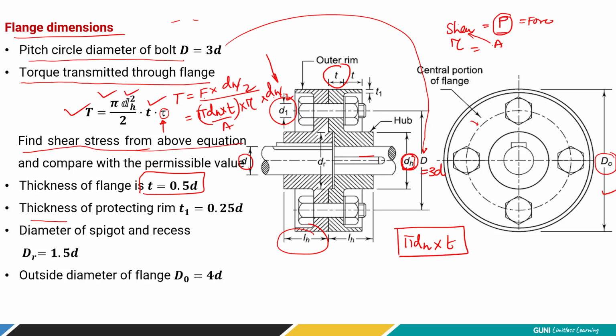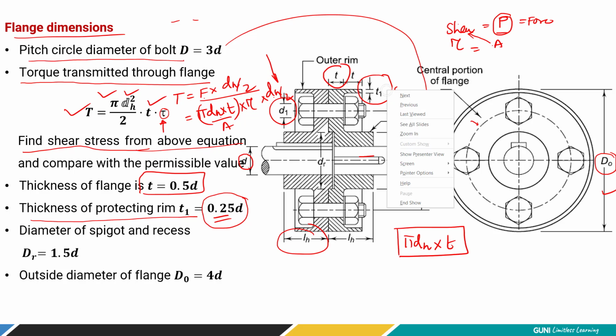Now, the thickness of the protecting rim. This is the protecting rim. It is taken as 25% of shaft diameter, right? So it is taken in terms of shaft diameter. We are not going to verify that value because it's a relation and it is not taking part. It is not subjected to any loading. It is not covered by any design equations. Simply we keep it as 25% of shaft diameter.